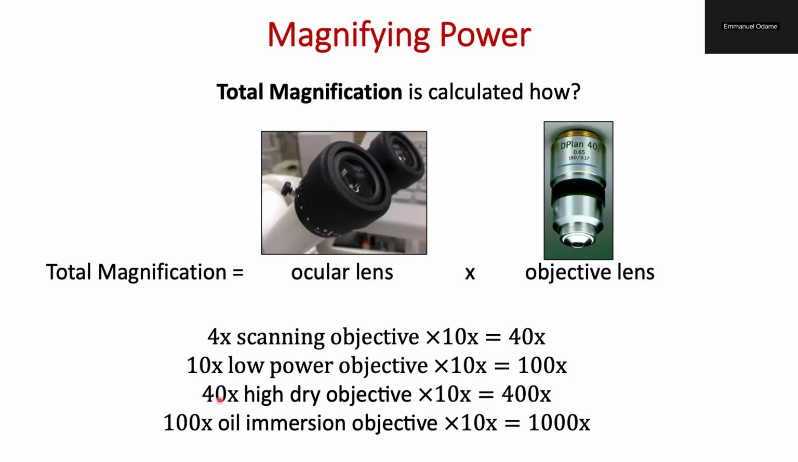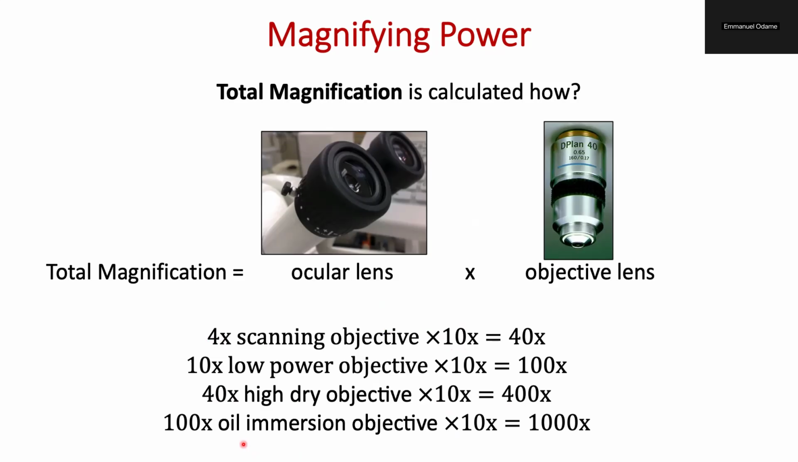So here we are looking at the specimen through the 40x objective, and our ocular lens is 10. So all we have to do is 40 times 10, making it 400 times bigger. The same way, if you have a 4x scanning objective and your ocular lens is 10, you just multiply 10 by 4, making 40. So you are seeing it 40 times bigger.